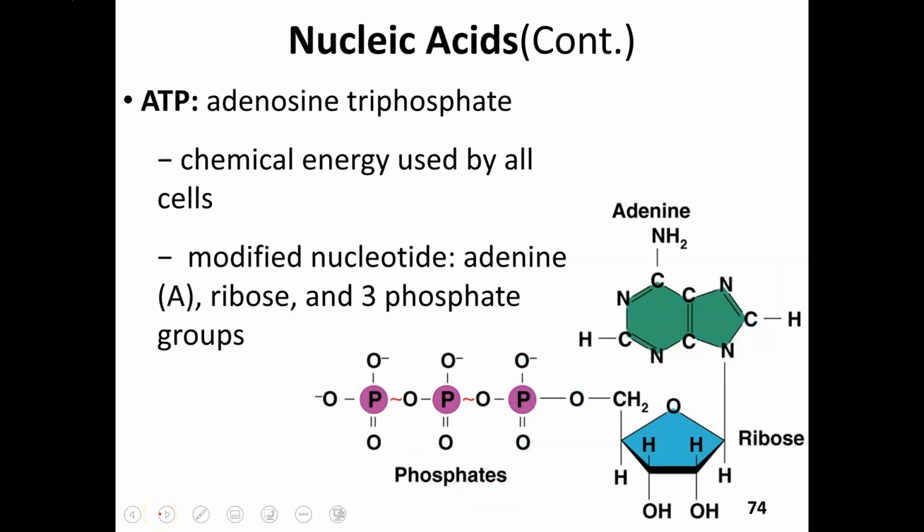And then we have our ATP. ATP is the energy currency that our cells use. ATP is composed of adenine, which is here, ribose sugar, and 3 phosphate groups. That's what makes ATP, adenosine triphosphate.